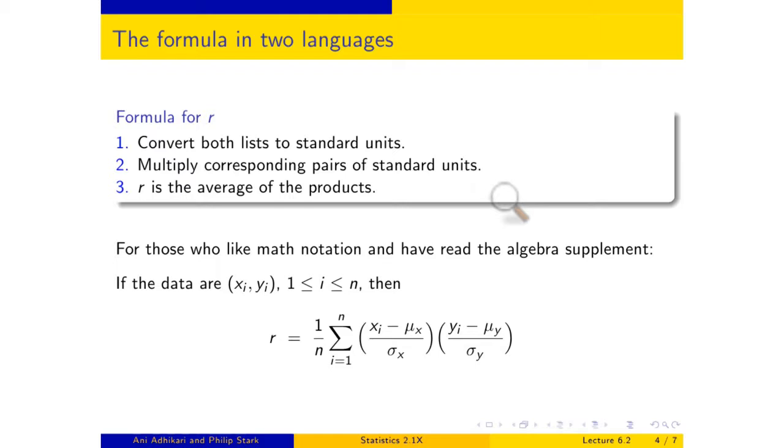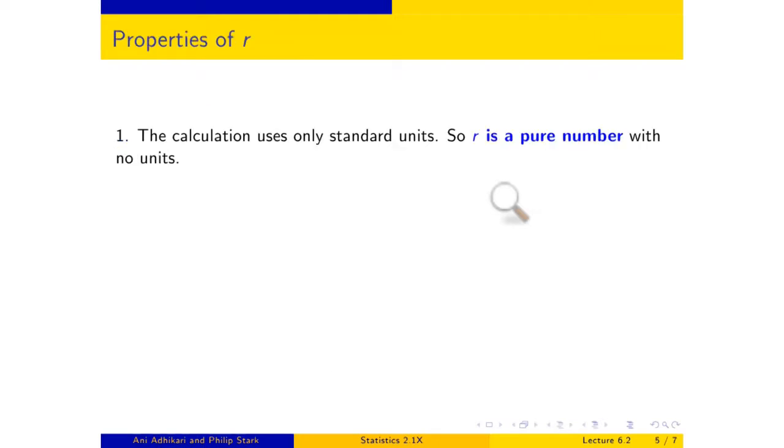Now the way of calculation immediately tells us that r has certain properties. First, the calculation only uses standard units. So r is a pure number. It has no units, no Fahrenheit, no centigrade, no inches. It's a number. It is between -1 and +1, and trust me is all the reason I'm going to give you. Those of you who have done some more advanced mathematics, this is a consequence of the Cauchy-Schwarz inequality, which I am not about to prove.